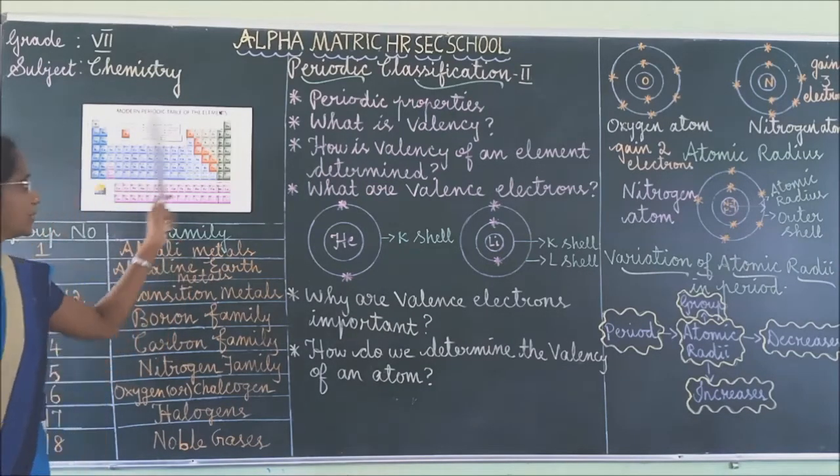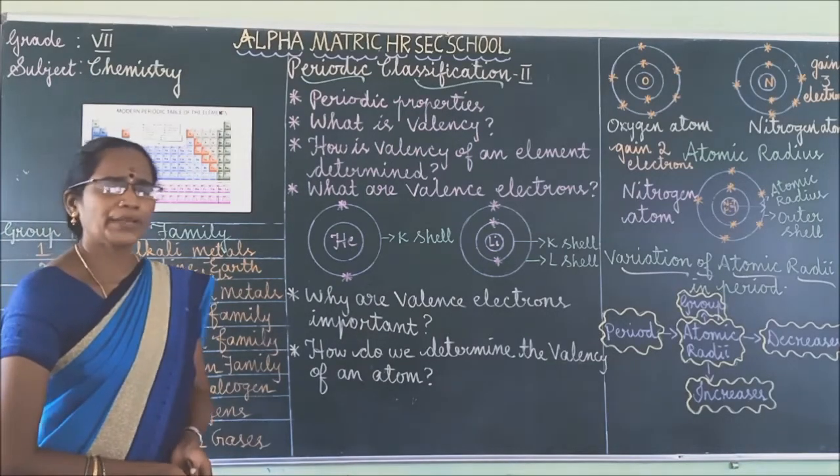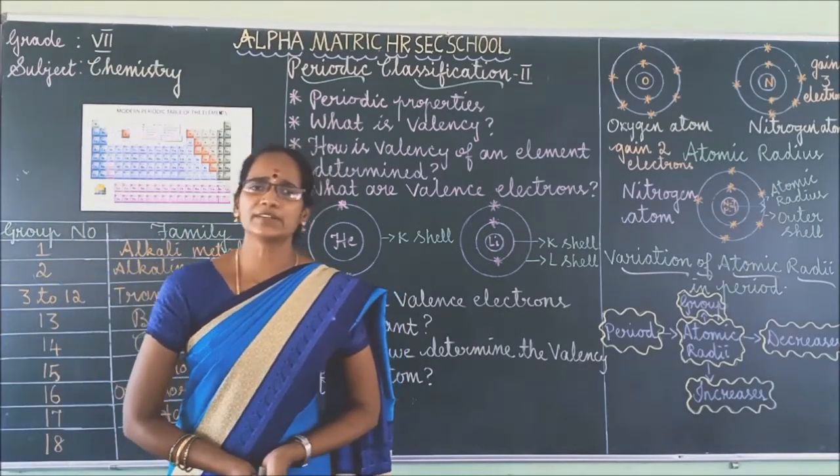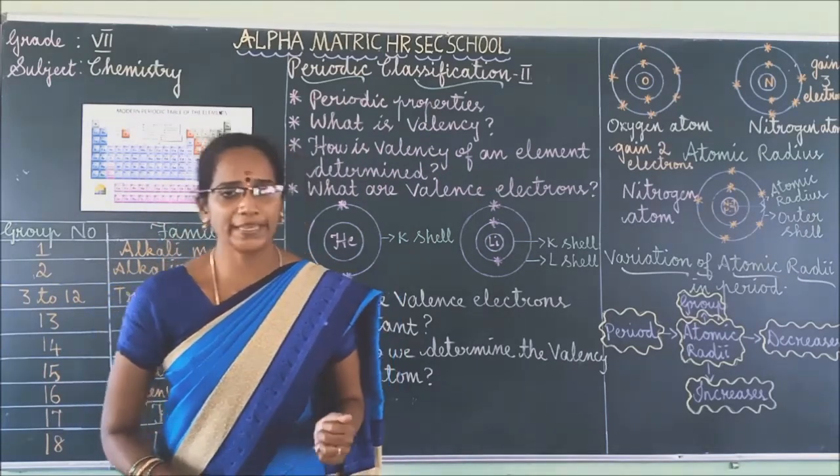Periodic table is a tabular arrangement of elements. That one you have to remember, right? And in the periodic table the elements are arranged into groups as well as in periods.